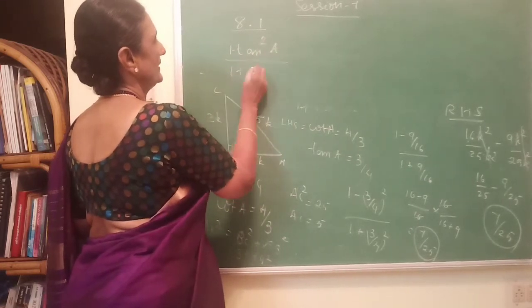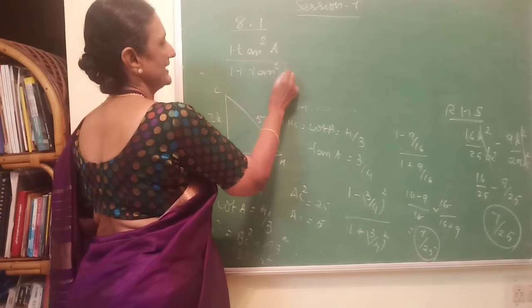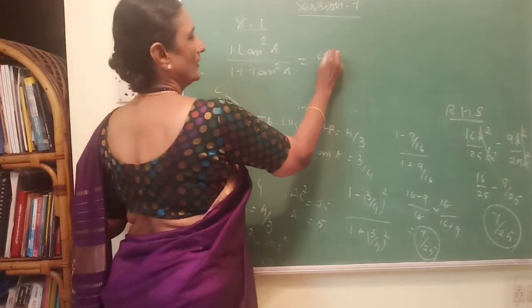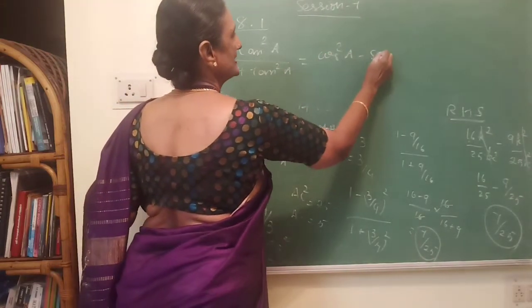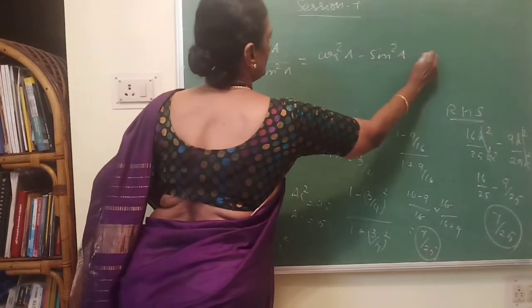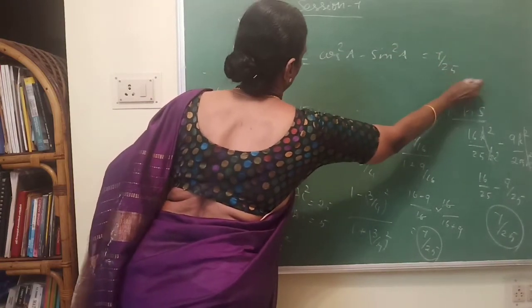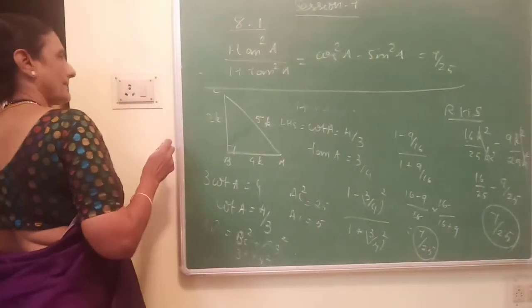So, this has to be your final statement: 1 minus tan square A over 1 plus tan square A is equal to cos square A minus sin square A, which is equal to 7 by 25. You should finish like this.